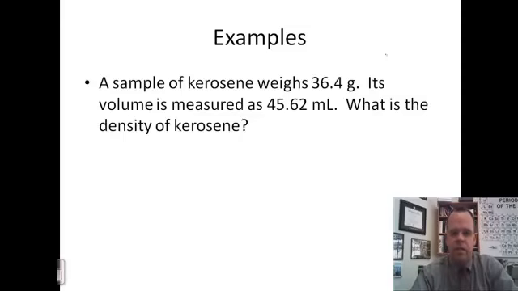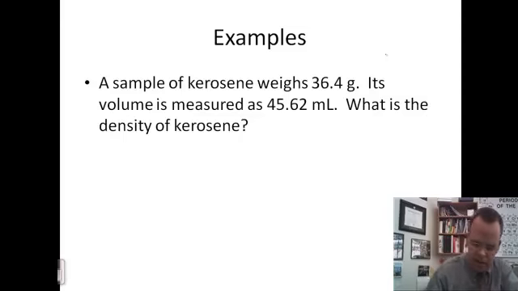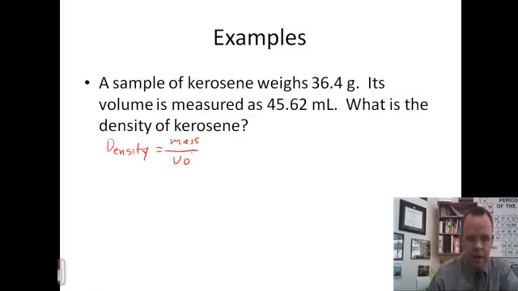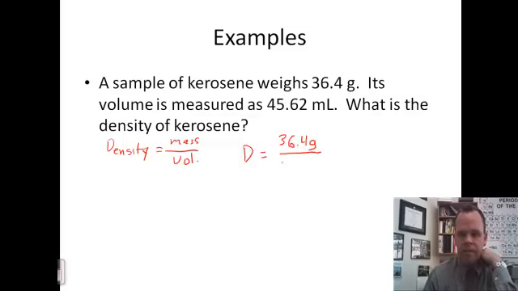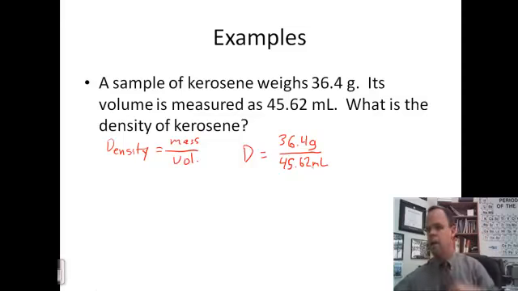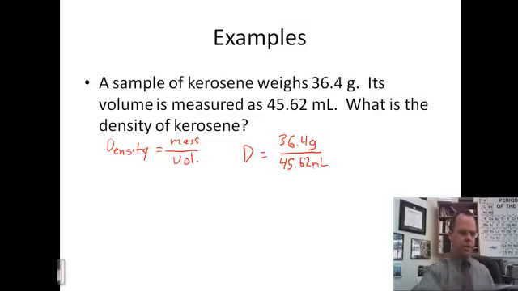A sample of kerosene weighs 36.4 grams. Its volume is measured at 45.62 milliliters. What is the density of the kerosene? So we know density equals mass divided by volume. This is where knowing our units is so important. 36.4 grams is a mass. 45.62 milliliters is a volume. So we want to take this and do the division.